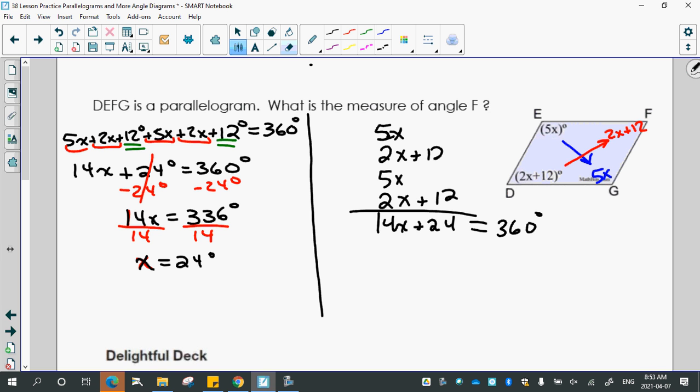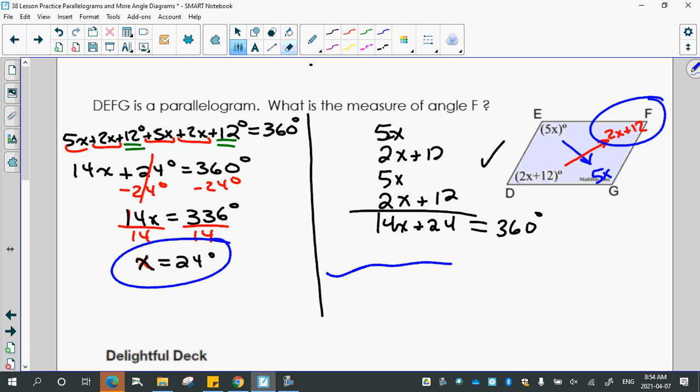Okay, both are fine. I just noticed there's about 5 of you doing this, so that's also okay as long as you make it equals 360 afterwards. But if you want to add them vertically rather than horizontally, that's fine. In the end, you're going to get x equals 24 degrees, but remember that's not what they're asking for. They want angle F.